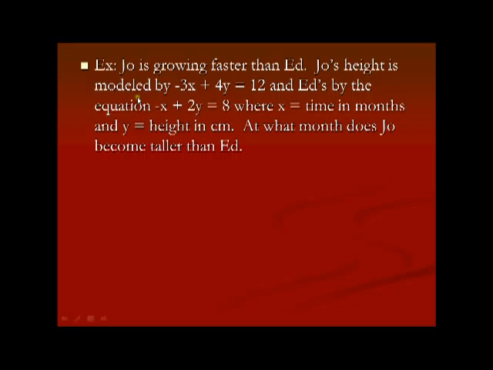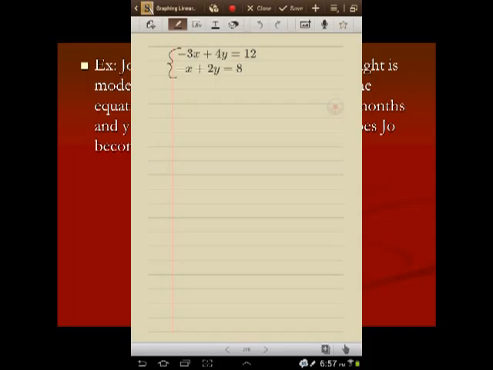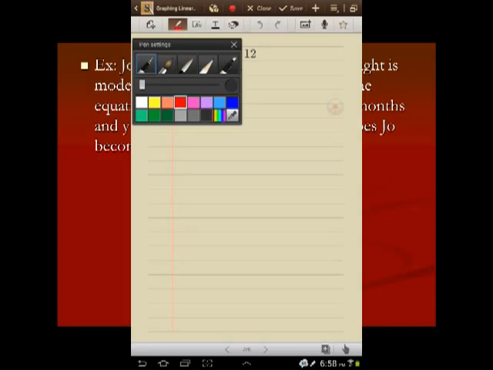But basically they give us these two equations where x is time measured in months, and y is our height measured in centimeters. Evidently Joe and Ed are not people. Now this is the system they're giving us. So again, I'm going to switch back over to the tablet so I can do this by hand. Alrighty, there it is. Hopefully this is showing up on the video. Switch to red.